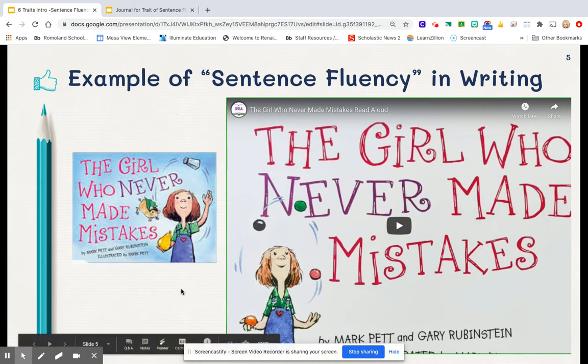So just like we've looked at different authors and we see how they do their writing, we're going to look at a couple authors here who wrote The Girl Who Never Made Mistakes. And I love this book because it also talks about growth mindset and about making mistakes. And we all know it is possible to never make a mistake. So we're going to see if something happens with this girl, the girl who never made mistakes. As you listen and we go through this story, I want you to make sure you're looking at the sentences. And I want you to see, are some sentences long and some short and some medium, and see if the authors give a variety here of different types of sentences. Let's take a look.